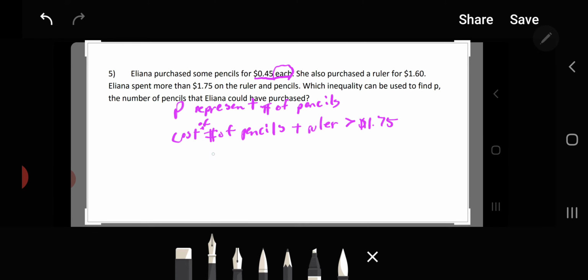Okay, well, we know each pencil costs 45 cents. And the total cost of pencils will, of course, be that 45 cents times the amount of pencils she bought. So once again, P represents the number of pencils, plus her ruler of $1.60. And we need that to be greater than $1.75. Okay, so there's our inequality right there. 45 cents times the number of pencils plus $1.60 for the ruler has to be greater than $1.75.